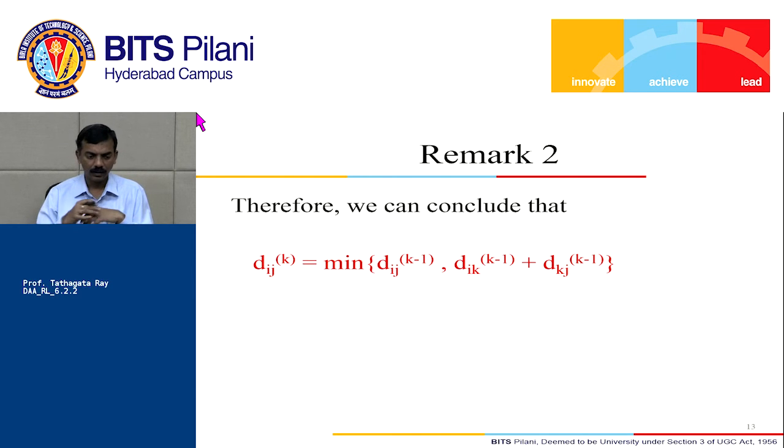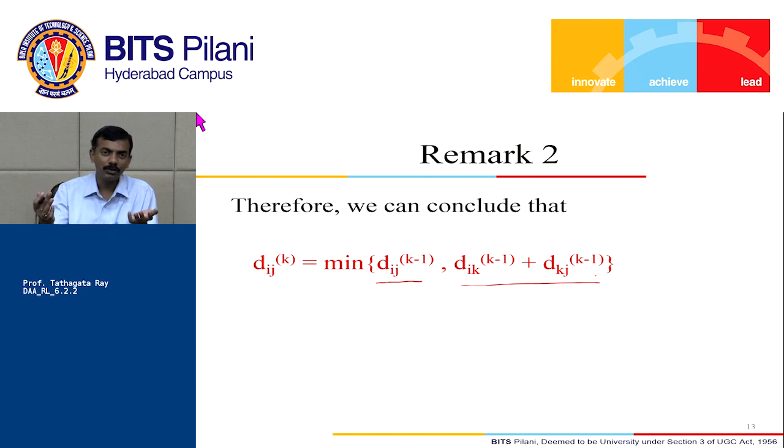Okay. So therefore, we can conclude that d_ij^k, I can write it recursively as the minimum of one of the shortest paths I want. Either it is d_ij^(k-1), that is one possibility. The other possibility is d_ik^(k-1) plus d_kj^(k-1). Either I am passing through k or I am not passing through k.